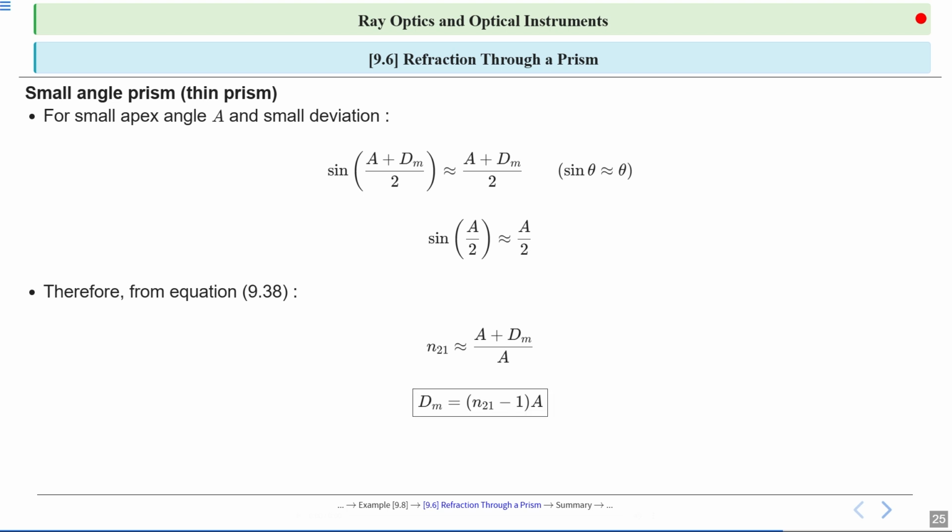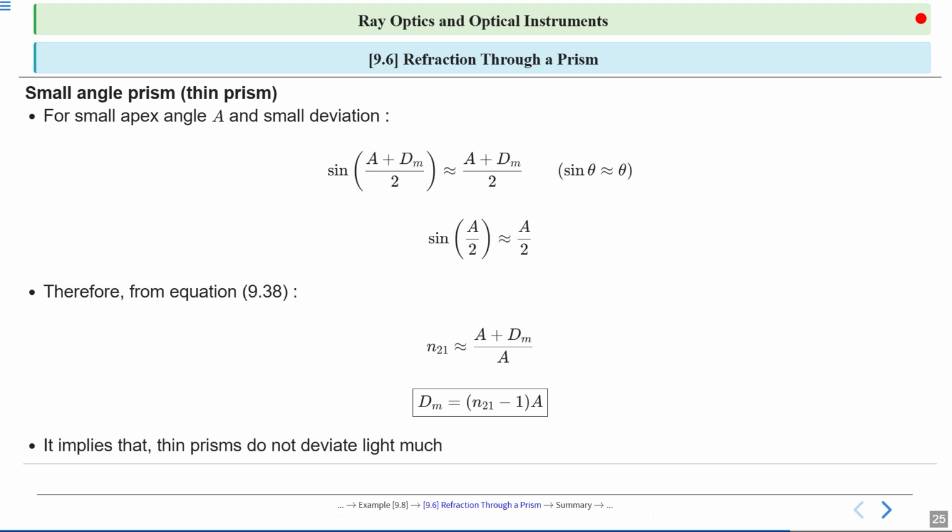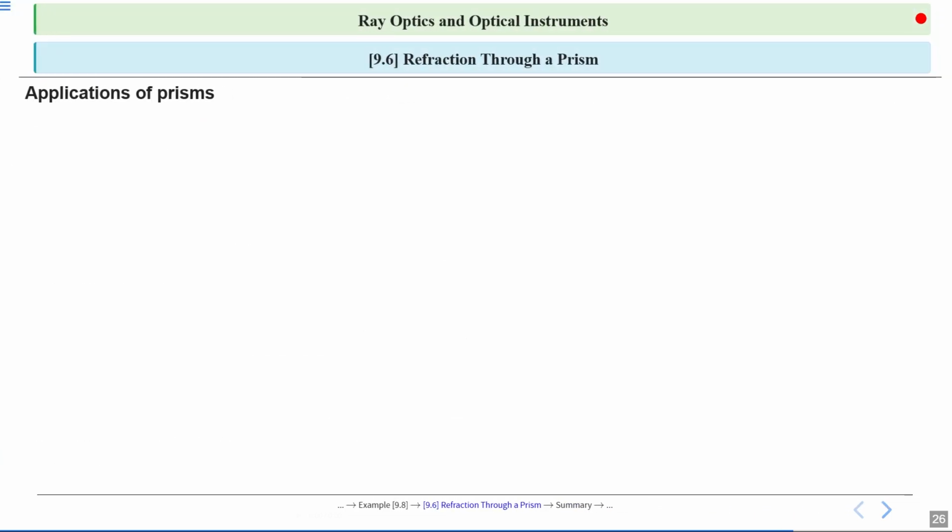This boxed equation shows that the minimum deviation dm is proportional to the product of the refractive index minus 1 and the apex angle. This tells us how much the prism will deviate light based on its material and shape. In conclusion, thin prisms do not cause significant deviation of light. This insight is useful in designing optical instruments where minimal deviation is desired. Let's now move on to the next section, application of prisms.